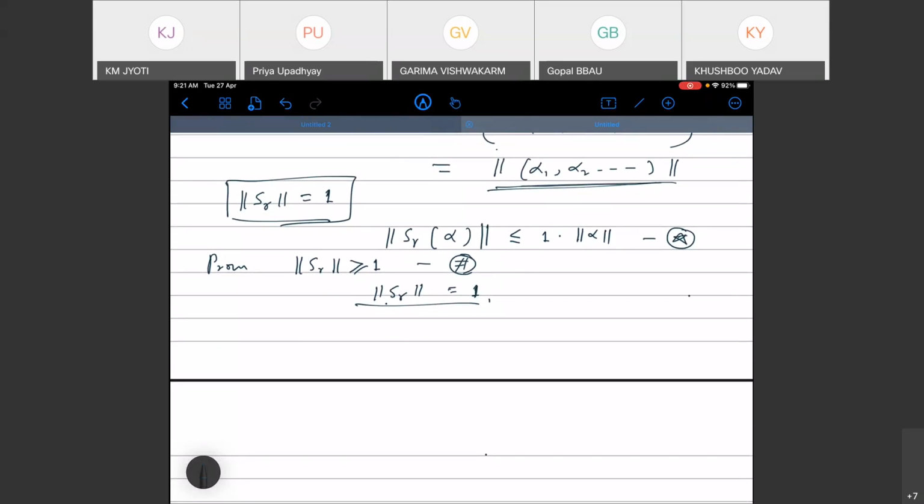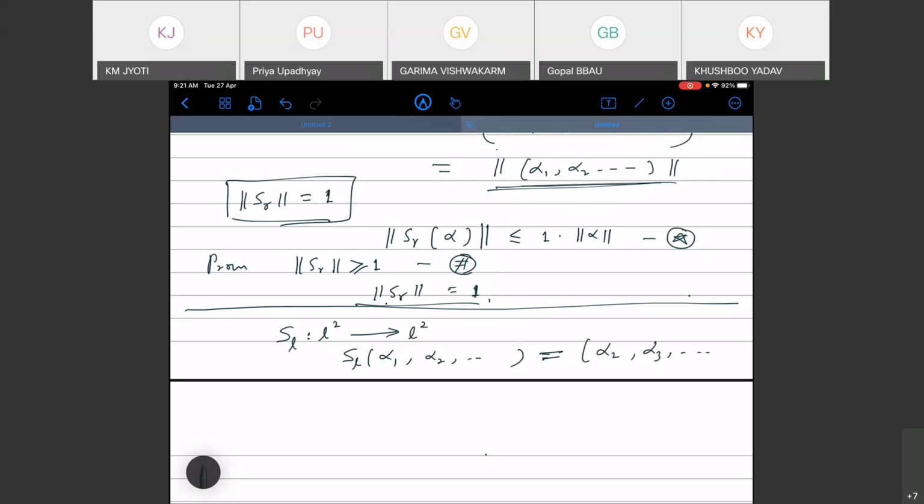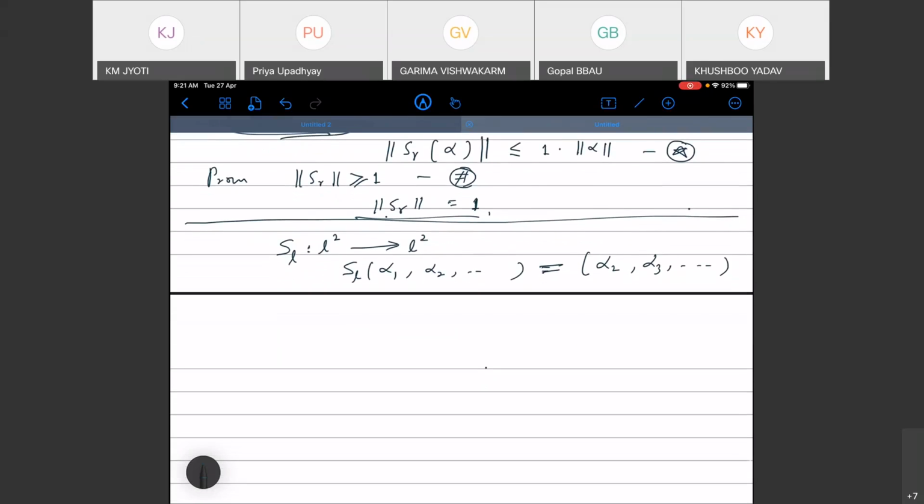Similarly, we may define the left shift operator. So now you may guess what the left shift operator will be. Can anyone guess what SL of alpha 1, alpha 2, alpha 3 and so on would be? What would be its image? सेकंड वाला फर्स्ट हो जाएगा, अल्फा 2 अल्फा 3 and so on. Okay. So in similar fashion, this SL is also a linear operator and it is bounded with norm of SL equal to 1. Correct? This is called the left shift operator.